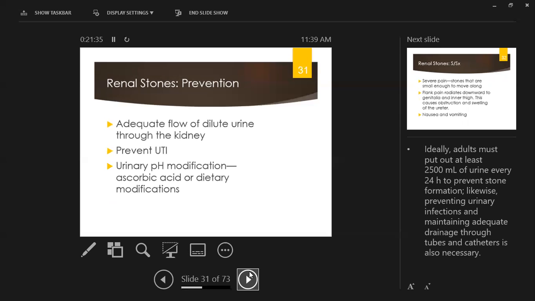How do you prevent stones? Adequate flow of dilute urine through the kidney is going to help wash out any small stones that are forming and therefore prevent enlargement. Also prevent UTI because we do know UTI can cause stone formation. Urinary pH modification using things like ascorbic acid or any kind of dietary modification can increase the acidity and therefore prevent calcification inside of the renal system or the urinary system. Ideally, adults need to put out at least 2,500 milliliters of urine every 24 hours to prevent stone formation. Likewise, preventing urinary infections and maintaining adequate drainage through the tubes and catheters is also necessary.